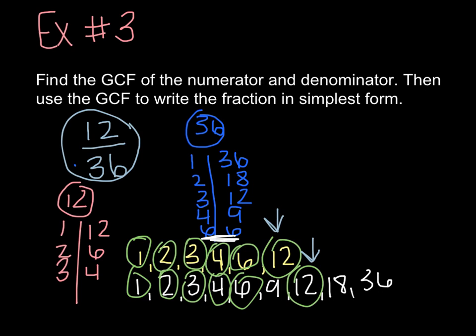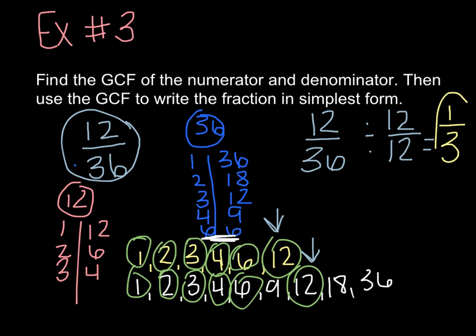So I take my fraction, 12/36, divided by 12. And remember, whatever I do to my numerator, I have to do to my denominator. So I divide both of them by 12. So 12 divided by 12 is 1, and 36 divided by 12 is 3. So that is my simplest form, 1/3.